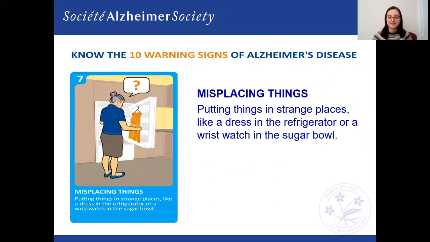Another warning sign is misplacing things. Now, anyone can temporarily misplace something, whether it's your wallet or your keys. I know I lose my phone probably once a day. However, a person living with dementia may put things in places that don't necessarily make sense, like an iron in the freezer or a banana in the sock drawer.